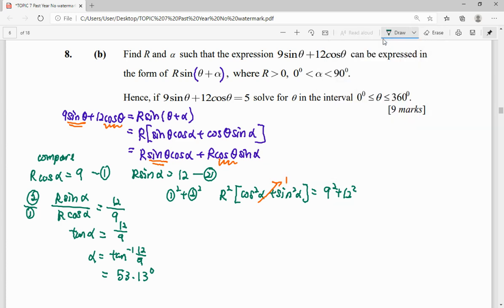Then we solve for R squared equals 225. So the square root of 225 will give us 15. So this is how we find our R and alpha. Then we express it in terms of R sine theta plus alpha.